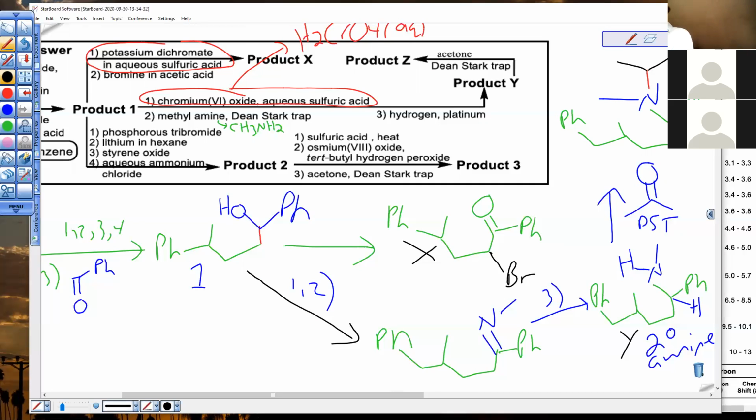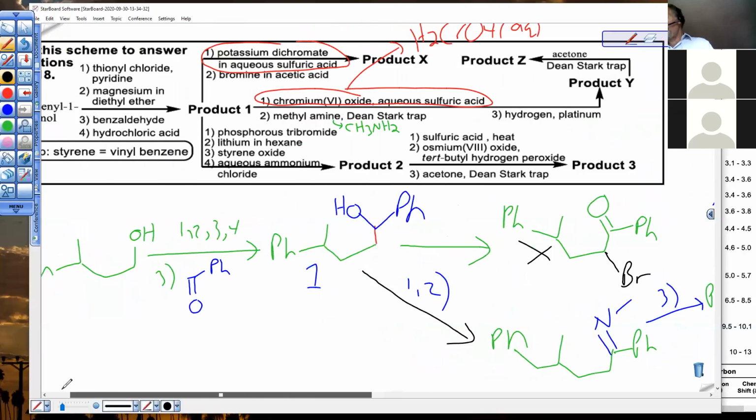Now it looks like this. And it needs to be an enamine. Remember, the carbonyl used to be here. That ends up as part of the ene. Next carbon over, doesn't matter which direction because it's symmetrical, is the ene. And there you go. That is product Z. And that's the top of this page, top of this scheme.